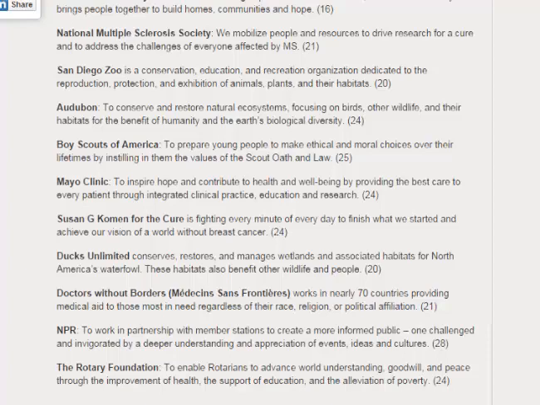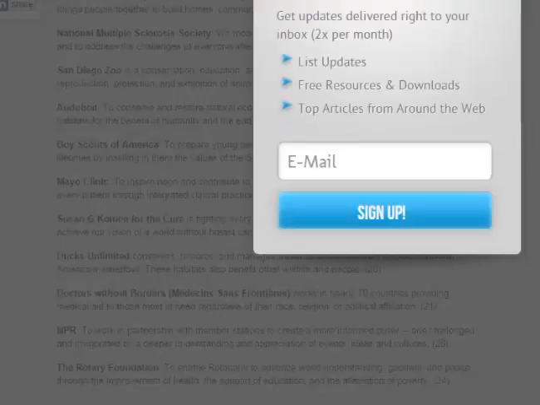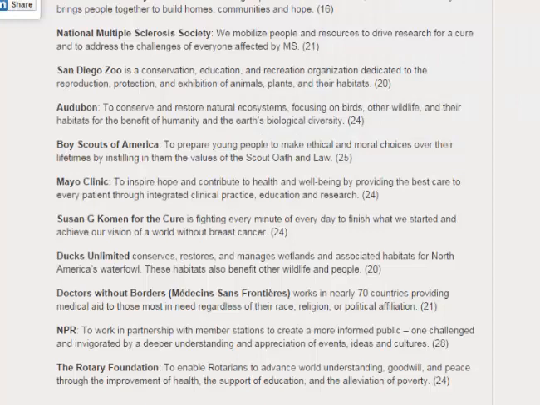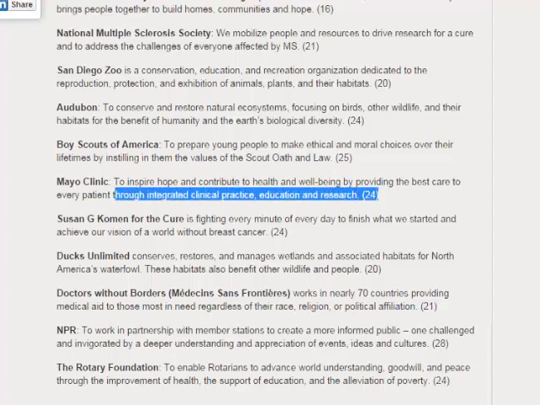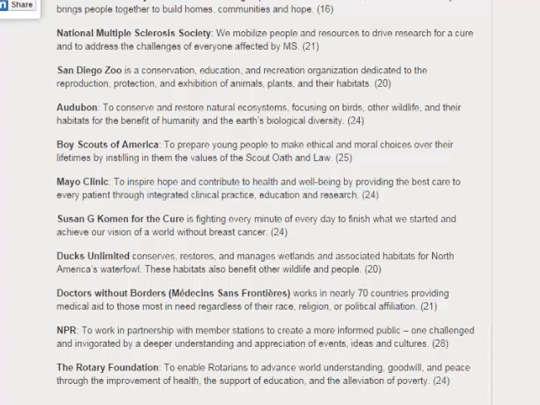The Mayo Clinic, a hospital: to inspire hope and contribute to health and well-being by providing the best care to every patient through integrated clinical practice, education, and research. Again, the sort of thing where you're focusing on the people you're servicing, not just the services that you're providing.